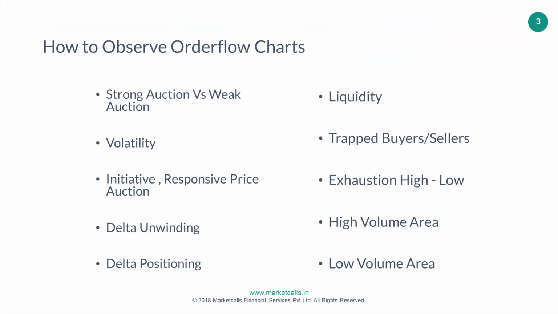We're going to look into a range of market activities, in the form of how the auction is happening, which auction is considered the strongest auction, which is considered a weaker auction, what volatility really means and how it helps in understanding the order flow charts, and what an initiative or responsive price auction is, what delta unwinding, delta positioning and liquidity are, how to interpret liquidity, how to interpret trapped buyers or trapped sellers, what an exhaustion high or low is, what a high volume area and a low volume area are, and how one can make use of that information in their day-to-day routine. And of course, one more point is missing, which is delta divergence.